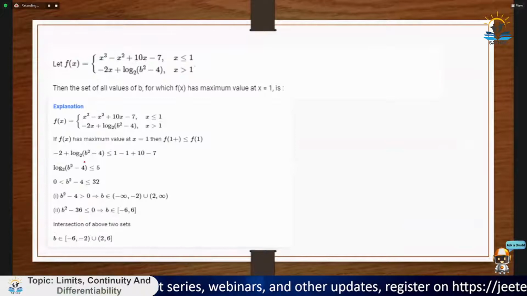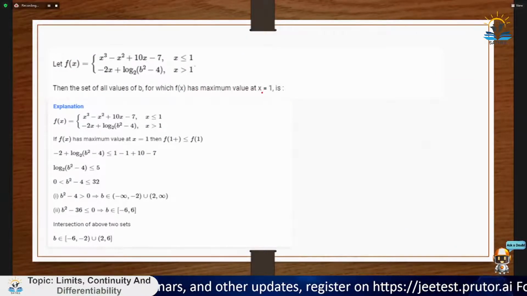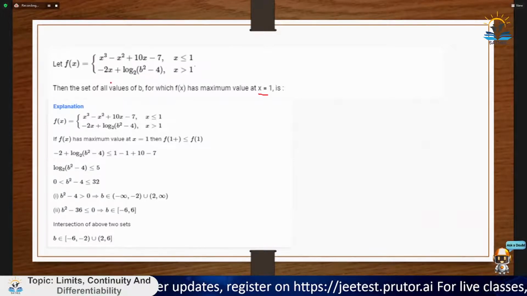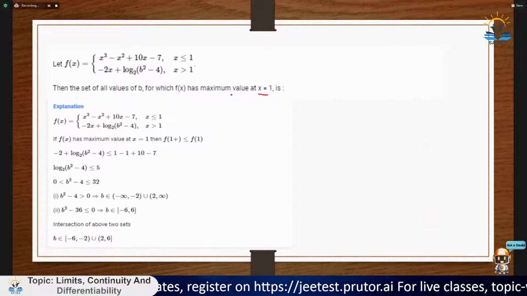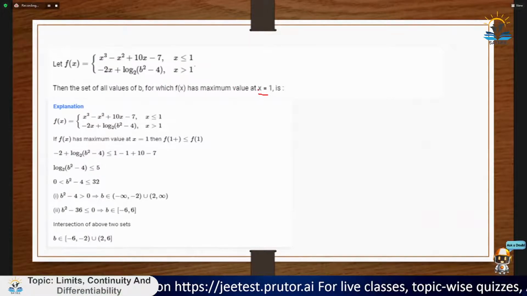Okay, so moving on to the next question. In this question, they are saying: the set of all values of b for which f(x) has a maximum value at x equal to 1. So I have to find the values of b for which my f(x) has its maximum value at x equal to 1.